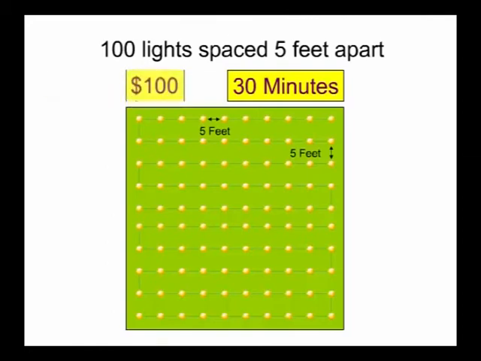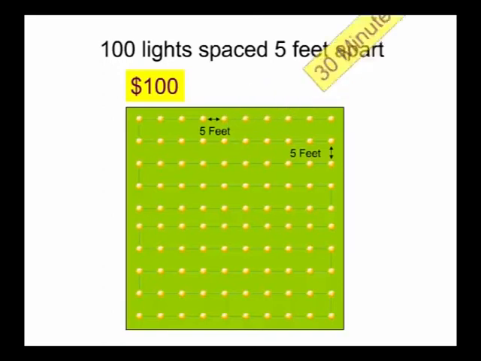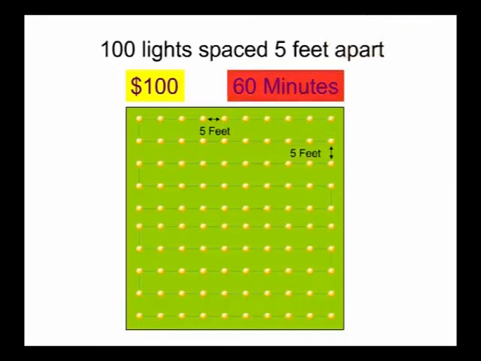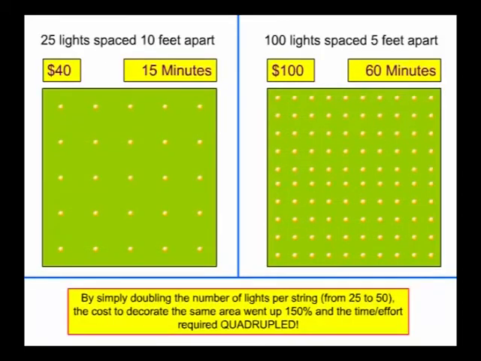This doubles the cost from $50 to $100 because now we have 2 sets. But that's not the worst of it. Let's look at what it does to our time. Our time goes from 30 minutes to 60 minutes because again, we've doubled the number of lights and the stakes we have to deploy. So what once cost $40 and took 15 minutes now costs $100 and takes an hour. So by simply doubling the number of lights per string from 25 to 50, the cost to decorate the same area went up 150% and the time and effort required to deploy the decoration quadrupled.